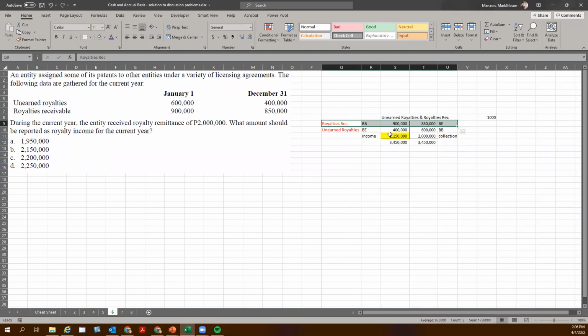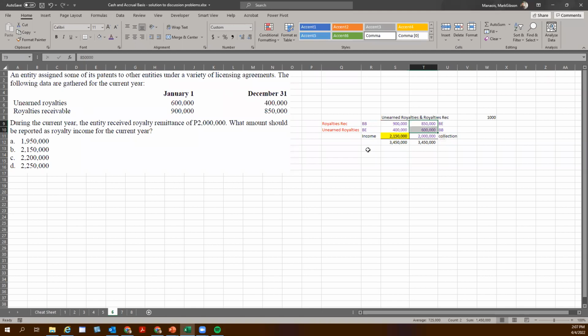Sabi natin, this is an asset account, beginning balance of 900,000. That's given. And then 850,000 yung balancing end. Unearned royalties, we have beginning balance of 600,000 credit. This is liability. And then 400,000 balancing end. So what are the transactions affecting these accounts? So we have collections also given. We have 2 million pesos.